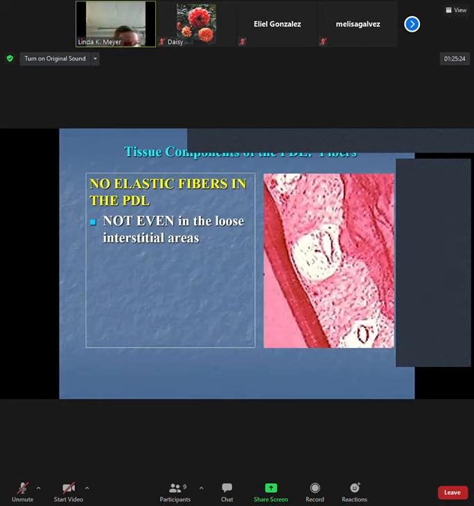Unlike connective tissue proper, there are no elastic fibers, not even in the loose interstitial areas, not even in this area. There are no elastic fibers. So that's one way that the PDL is different from connective tissue proper. Okay, no elastic fibers for stretching. Also interesting, I don't have it written here, there's no fat accumulation in the loose connective tissue here. You can't get a fat PDL.